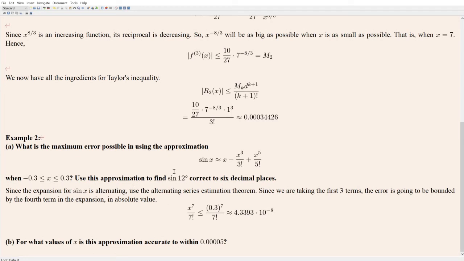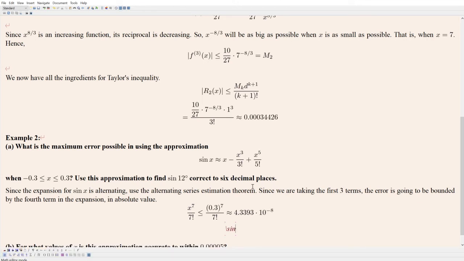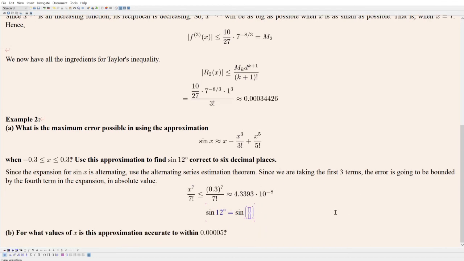Use this approximation to find the sine of 12 degrees, correct to 6 decimal places. Well, let's see. Sine of 12. I don't know why he decided to put degrees in here. I guess just because people still use degrees in engineering and whatever. So remember, to convert degrees to radians, you just have to multiply by pi over 180.